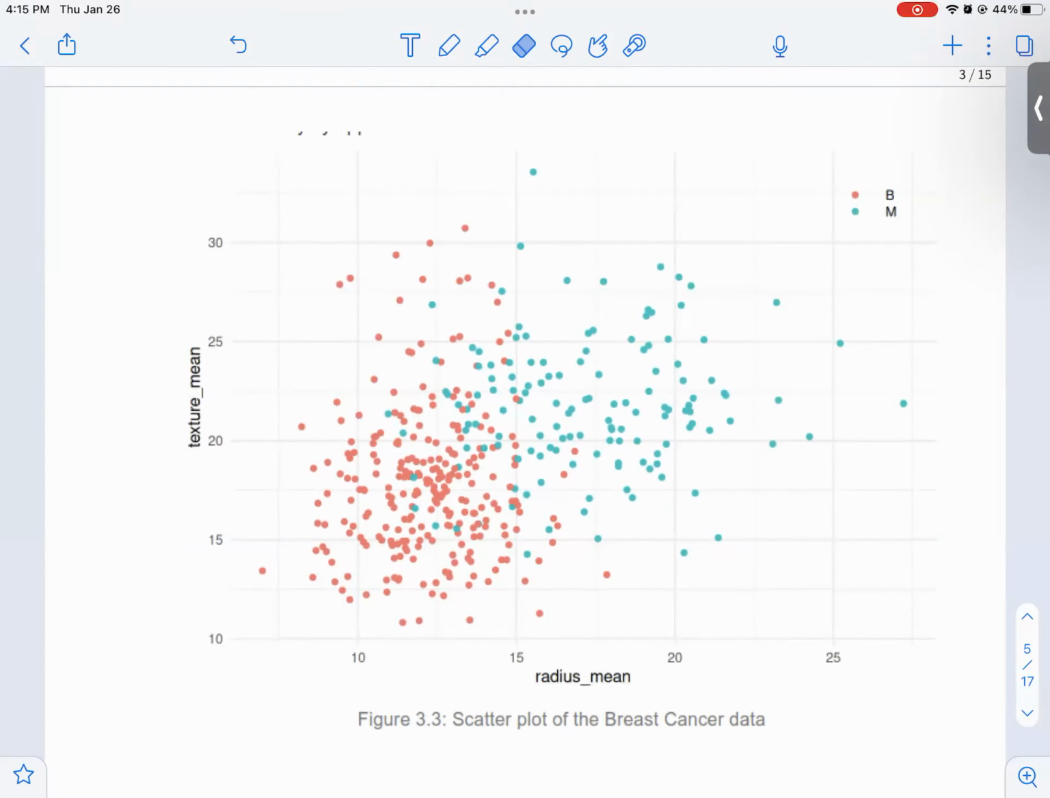So each one has a radius and a texture, and I'm coloring it by the diagnosis. Do you think we can classify this data? Is this an easy classification task or a hard one, if I just had these two features? What do you guys think? Before we move on, just some intuition.